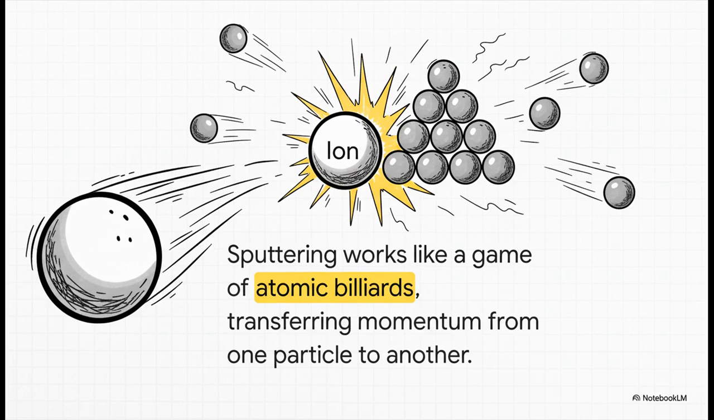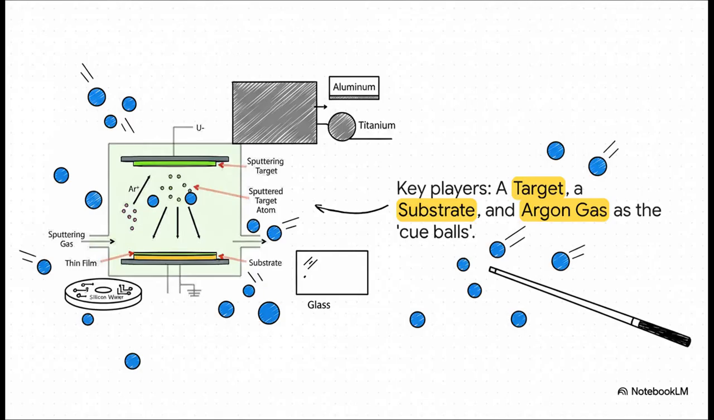This atomic billiards analogy is really the perfect way to picture what's happening. It is all about transferring momentum, just like a cue ball smacking into a rack of balls to get a very, very specific result. So in this game, we've got three key players. First, there's the target. This is the solid block of material we want to make our thin film out of, like aluminum or titanium. Second, you've got the substrate. That's the object we actually want to coat, like a silicon wafer or a lens. And finally, you have our atomic cue balls, which are usually atoms of an inert gas like argon.